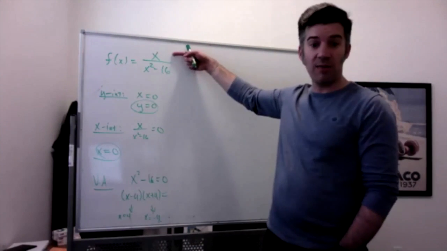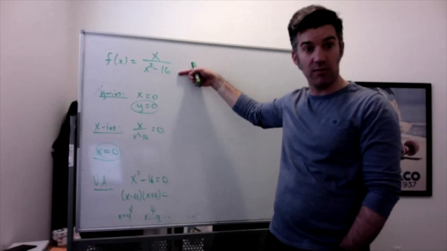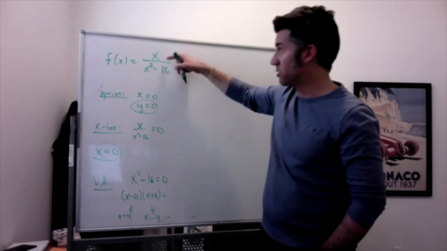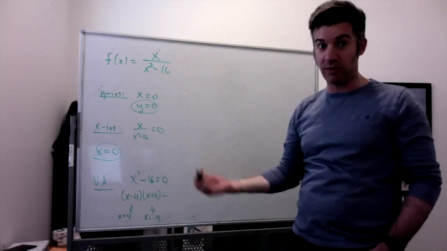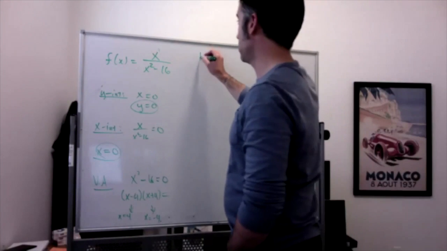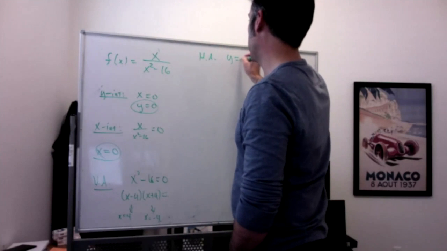Well, the degree on top is less than the degree on the bottom, right? It's degree 1 on top, degree 2 on the bottom. And when the degree on top is less, that means we have a horizontal asymptote and it's 0. So the horizontal asymptote here is y equals 0.